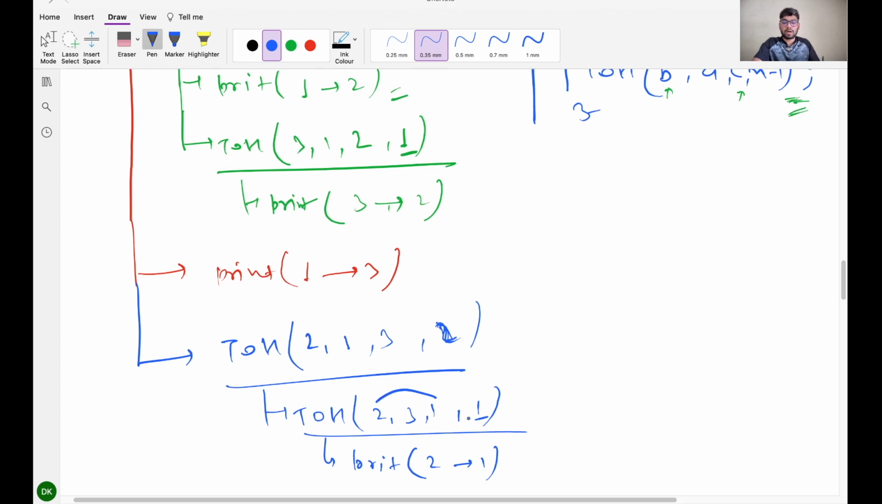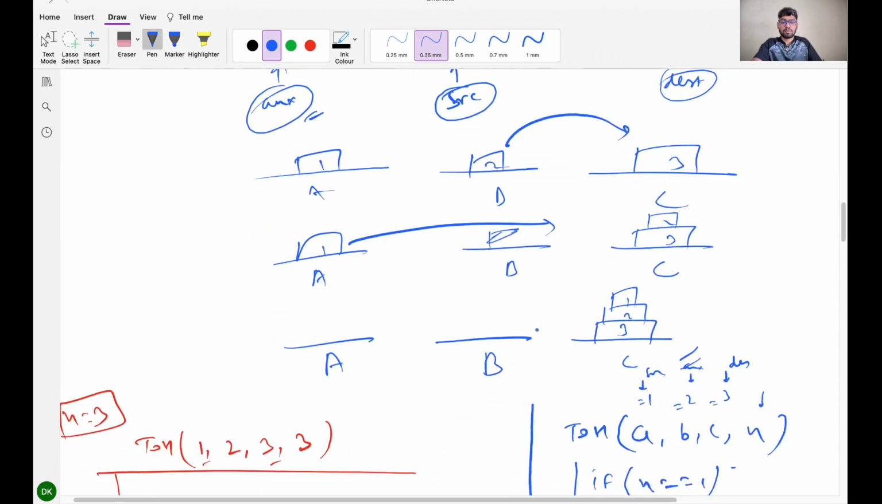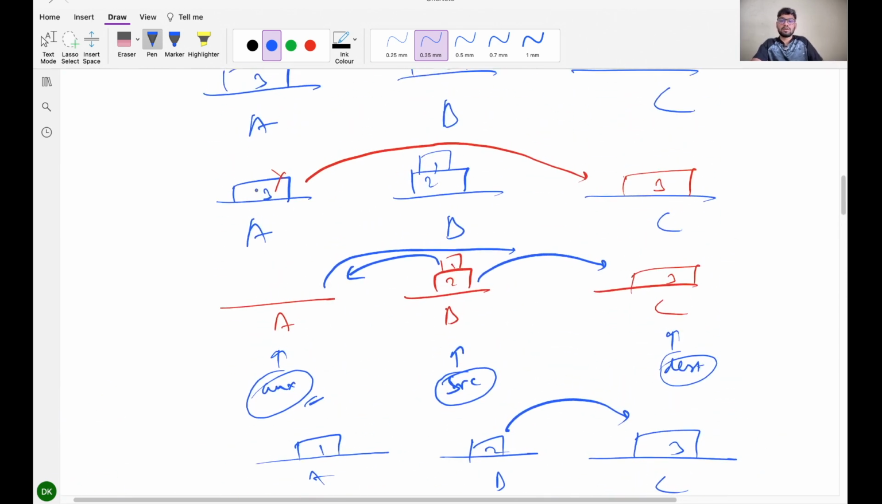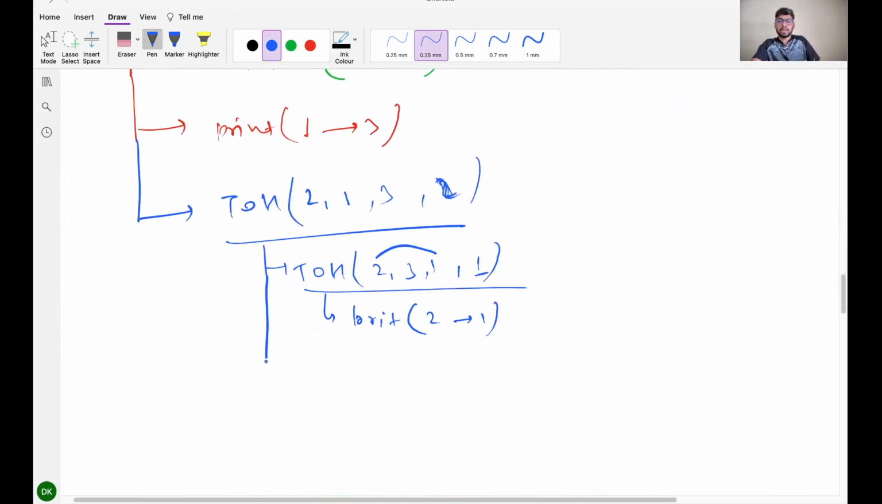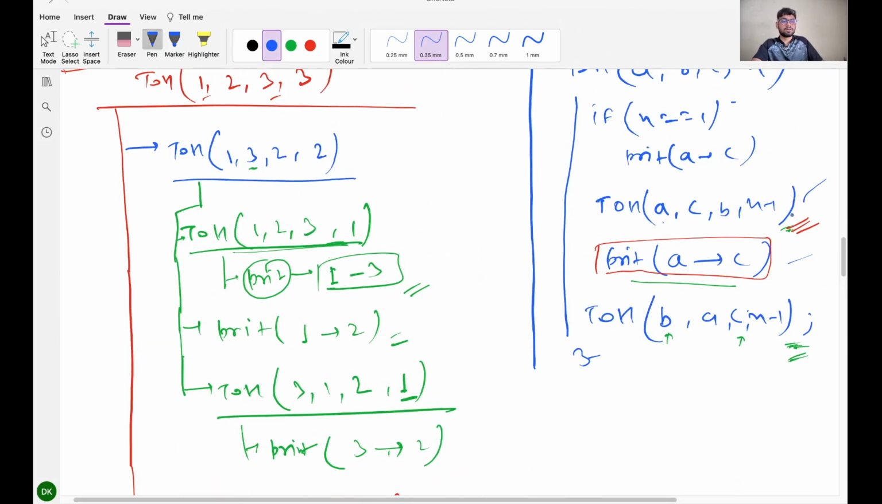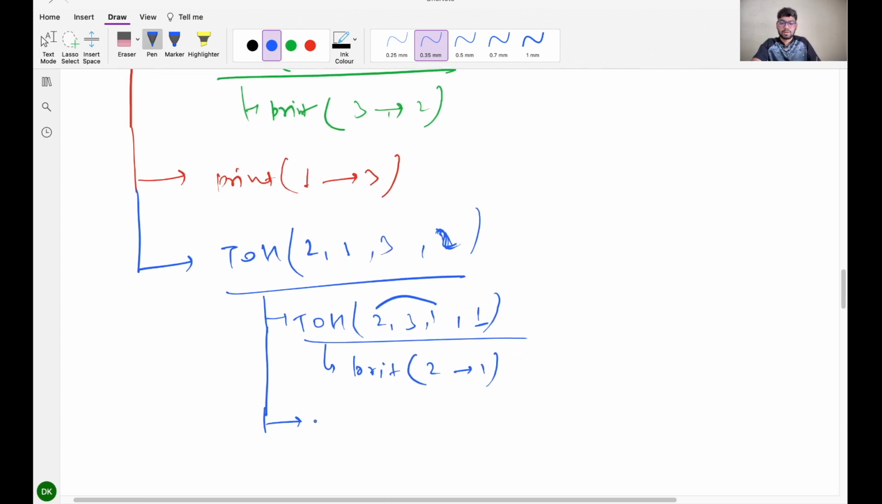So after placing my third disk from A to C, I have to place disk 1 onto the auxiliary, and that will be 2 to 1. Again after this recursive function I have to print A to C, that is 2 to 3. So this is my second disk.